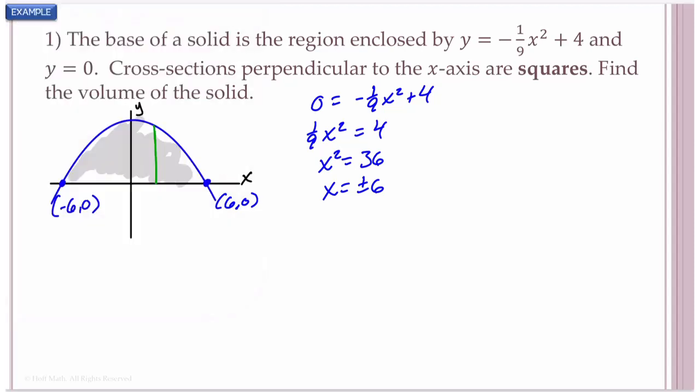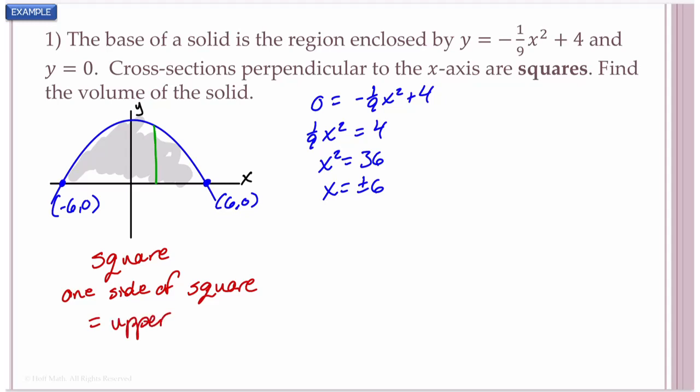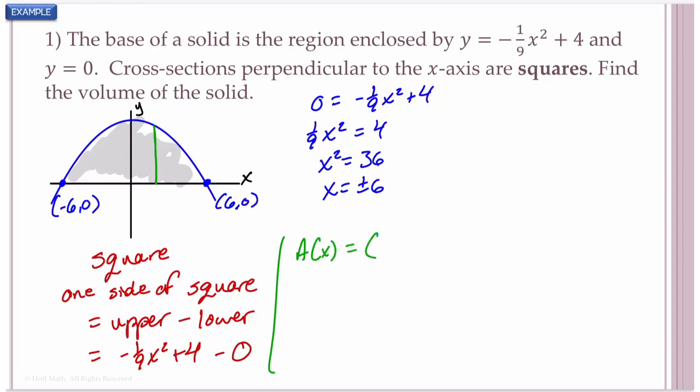This is a square. One side of the square is equal to the upper function minus the lower function. In this case, our upper function is the parabola, negative 1/9 x squared plus 4. And of course, the lower function is just your x-axis, so it's just y equals 0. So that's part of the issue, figuring out the length of one side of the square. Now, the area of a square is just one side squared. So in this case, we're looking at negative 1/9 x squared plus 4, squared.